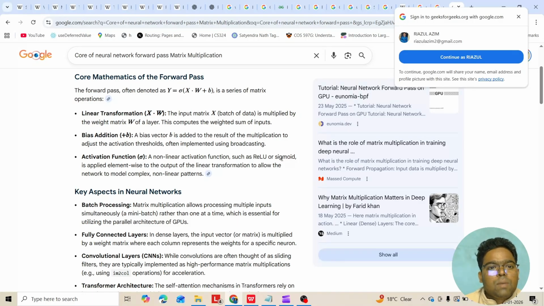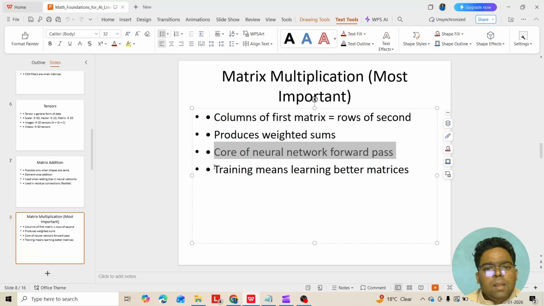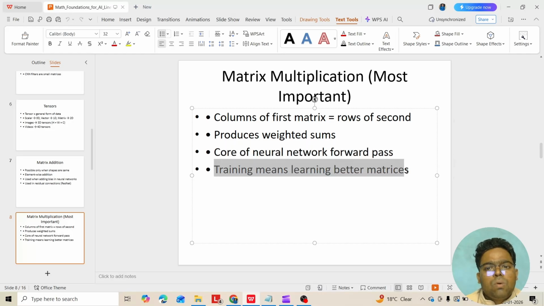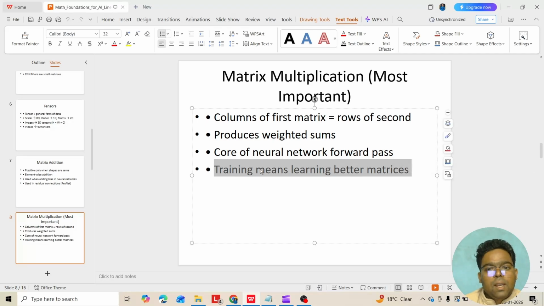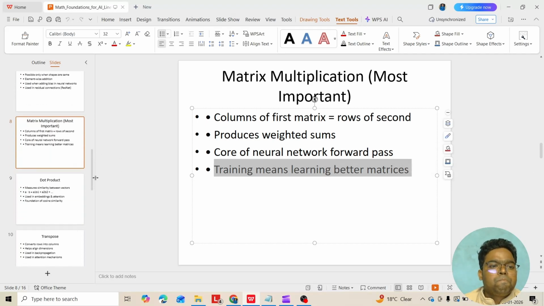It can be ReLU, sigmoid, or anything else. And the bias term is what I am adding here, the bias matrices. And y is the output itself, the forward pass. Next, training means learning better matrices. You know that in modeling itself we are trying to get better matrices, and in machine terms that is what we are trying to get.